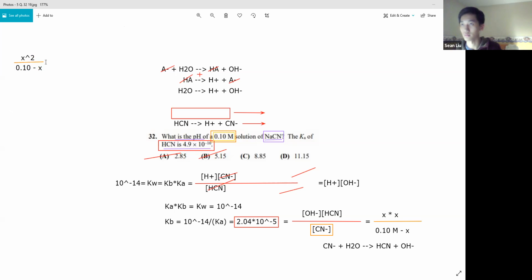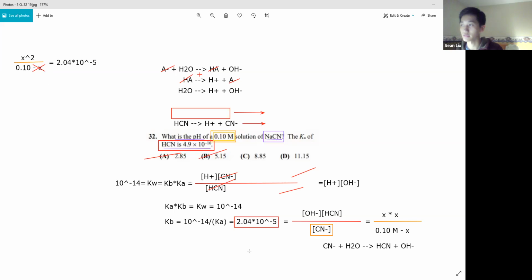And that is going to be equal to 2.04 times 10 to the negative. All right. Now, I believe I mentioned this a while back, but we can simplify this equation for ourselves by removing this x. And does anyone remember why we can do that in certain cases? So it's good to review this.